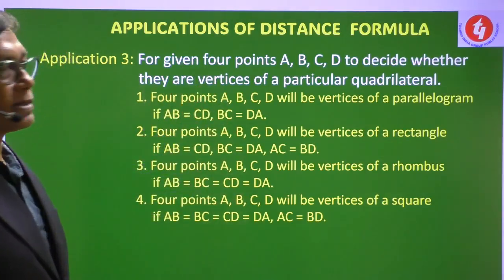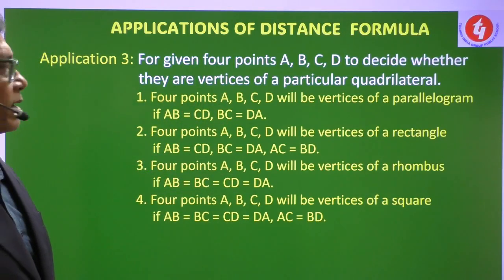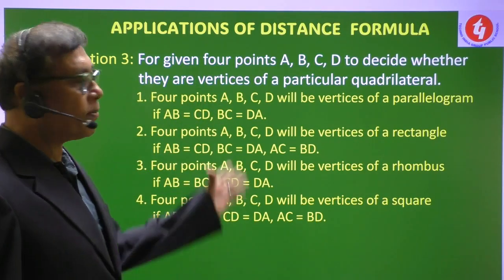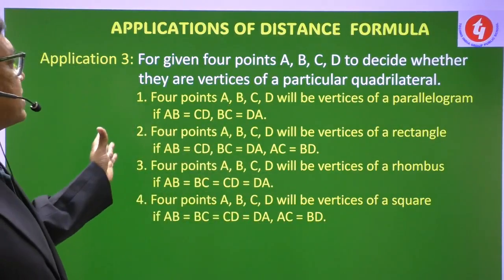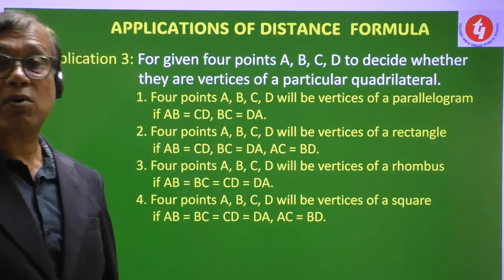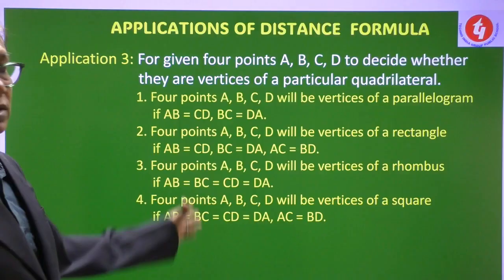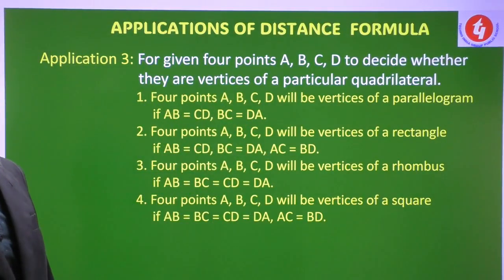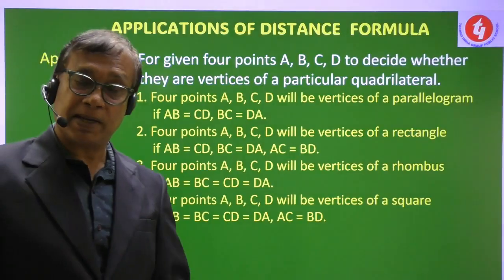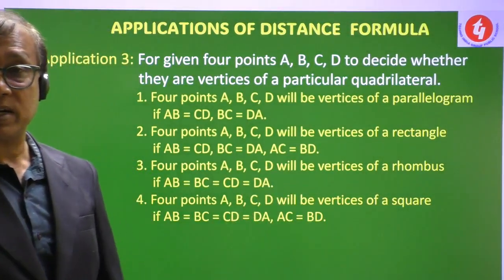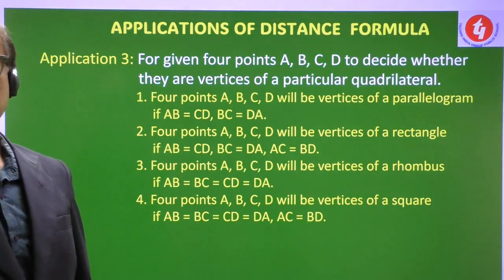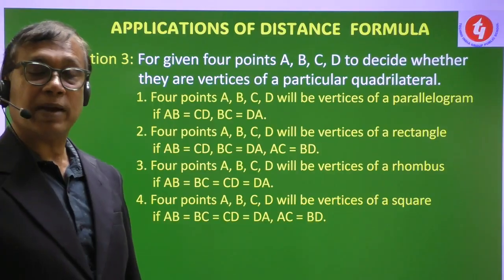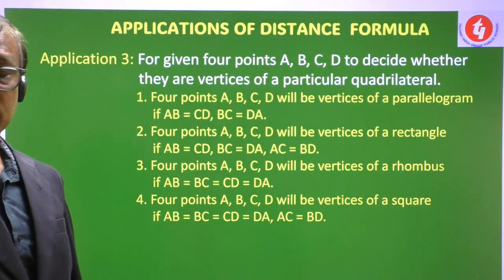When 4 points A, B, C, D are given and we have to decide whether the given points are the vertices of a particular quadrilateral, that means the given points can be the vertices of a parallelogram, a rhombus, a square, or a rectangle. So we have to check. Is it clear? How?